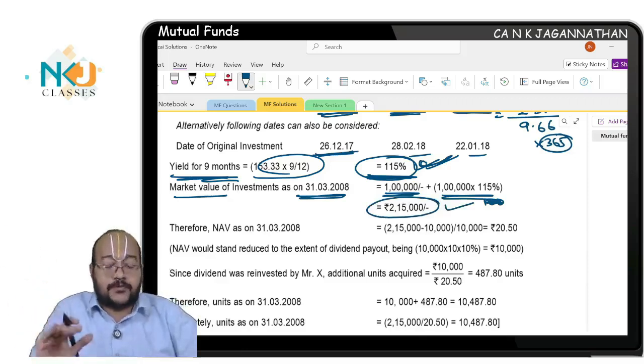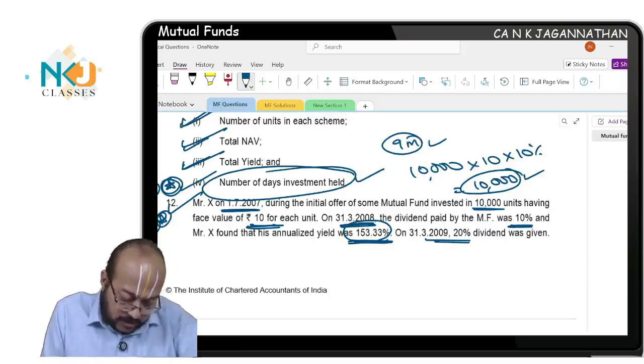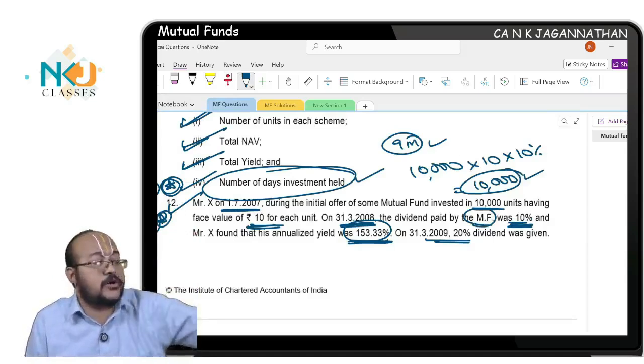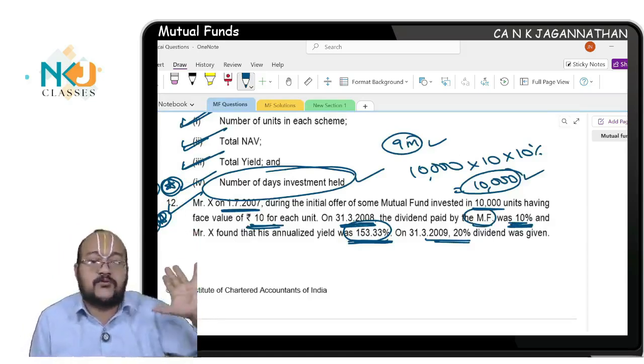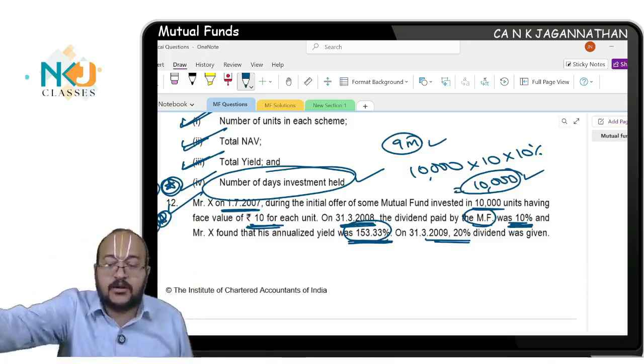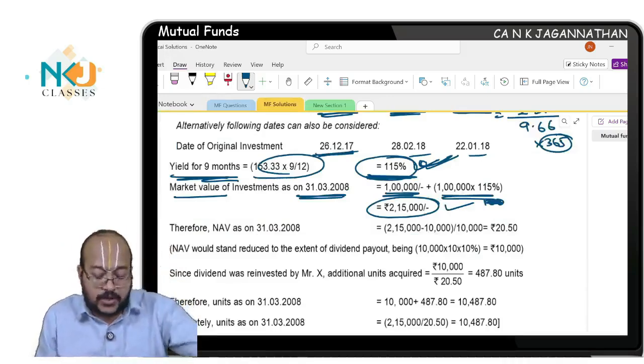But apart from that, if you pay out dividend, what they have given, the dividend paid by MF was 10%, which means the dividend is a paid outflow for the mutual fund, which means this will reduce NAV because the net assets will be reduced to that extent. Are you understanding? Whatever amount is paid as dividend, the net assets will reduce. The cash will go out, so net assets will reduce.